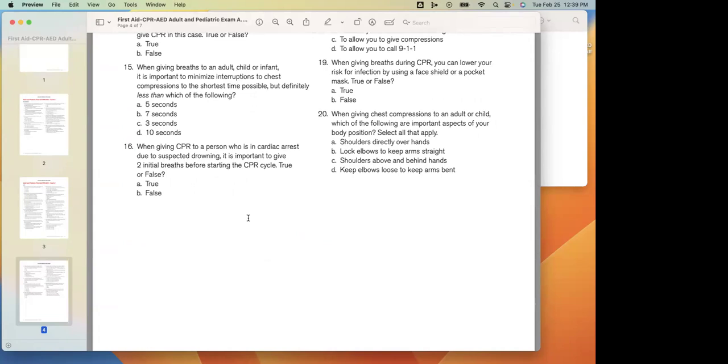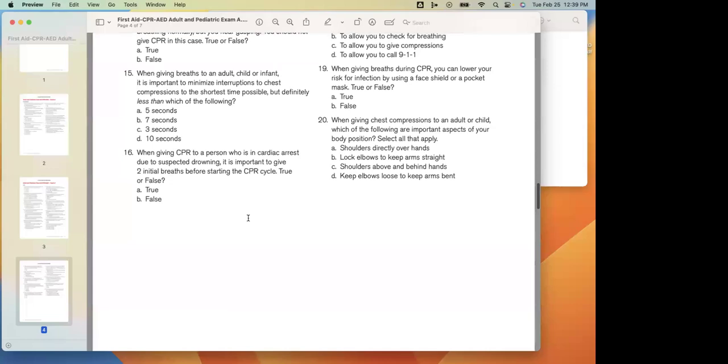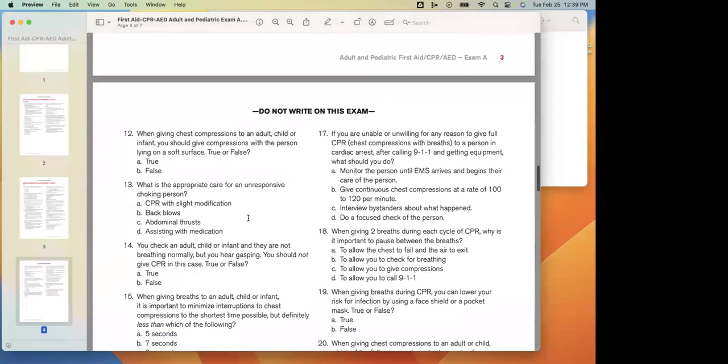16, when giving CPR to a person who is in cardiac arrest due to suspected drowning, it is important to give 2 initial breaths before starting the CPR cycle. True or false? 17, if you are unable or unwilling for any reason to give CPR, chest compressions with breaths, to a person in cardiac arrest after calling 911 and getting equipment, what should you do?